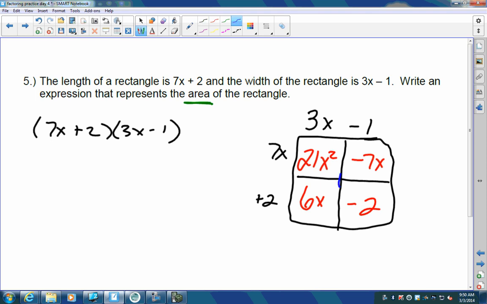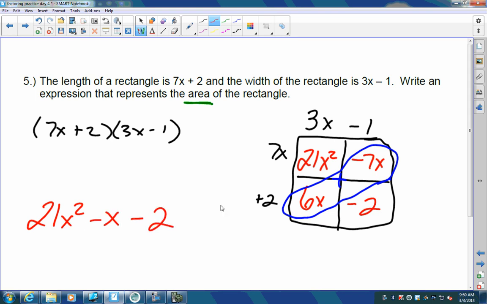Now you combine like terms by putting together the middle term right here. So my answer is going to be 21x squared minus x minus 2. And the minus x comes from 6 plus negative 7. Again, you could check it by putting the problem into y1, and what you think the answer is into y2.